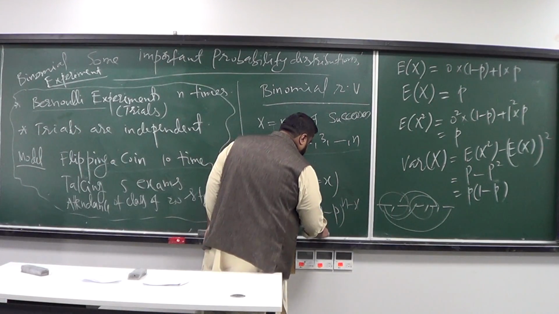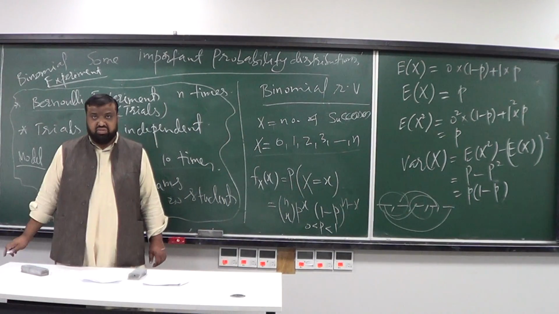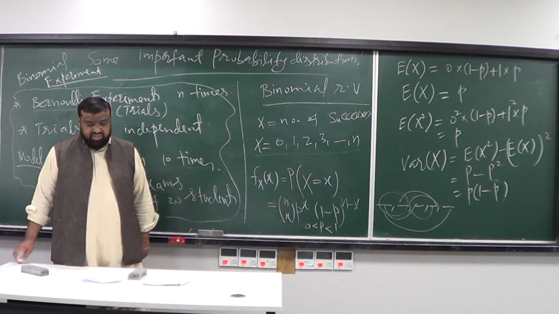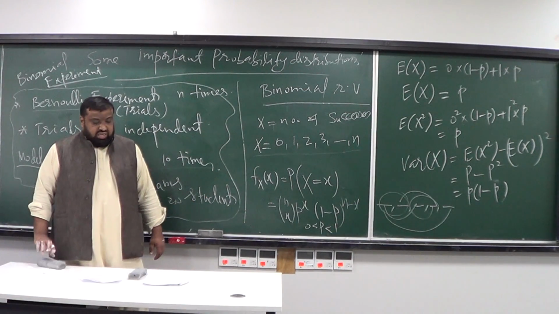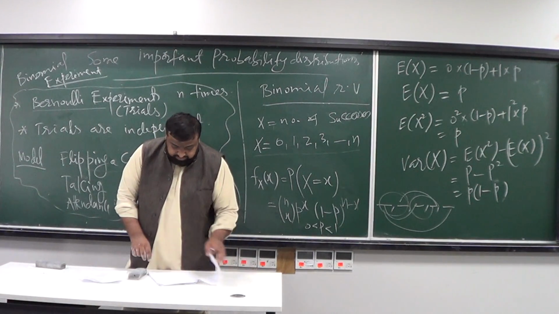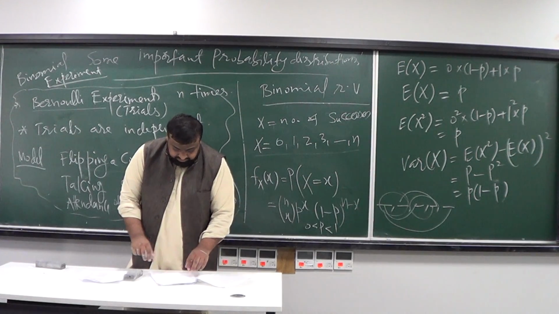Where p is a number between 0 and 1. It's the probability of having a success in a trial. So this is the PDF of the random variable. Let's try to answer some of the questions based on it.